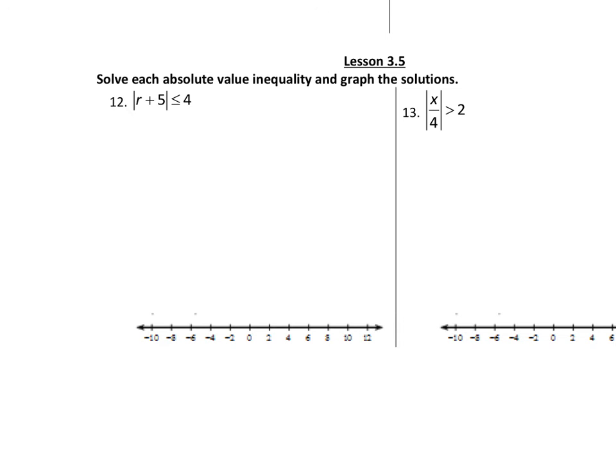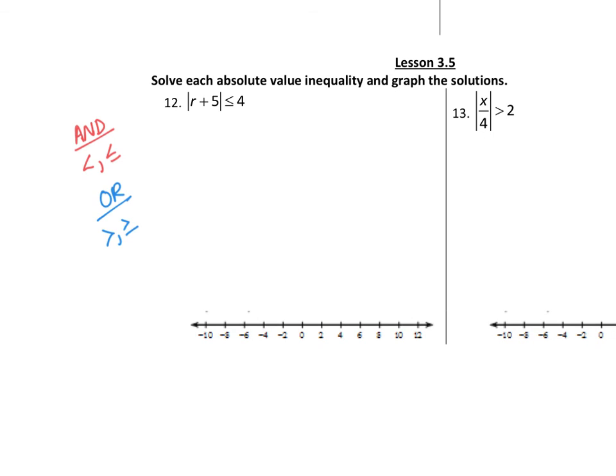All right, we're already down to the last one here. The absolute value of r plus 5 is less than or equal to 4. Just a quick review: absolute value inequalities always become compound inequalities, and they will either become an and or an or based on what inequality symbol they started with. For example, this one right here has a less than, so that means this is going to end up being an and inequality. Let's take a look at what's going to happen here.